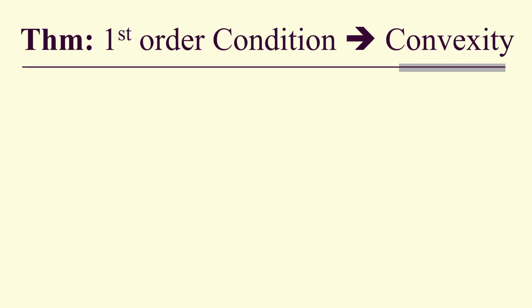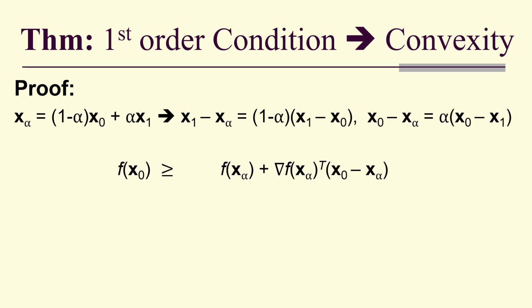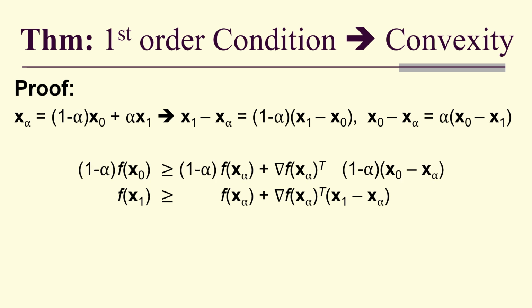Let me show you that first order implies convexity because it shows you how we work with convexity. If x alpha is (1 minus alpha) x naught plus alpha x1, then simple calculations give us these two, which we'll use in a minute. Now, first order centered at p equals x alpha for x naught looks like this. At p equals x alpha with x1 looks like this. Multiply the top by 1 minus alpha, the bottom by alpha, and then use our conditions above.